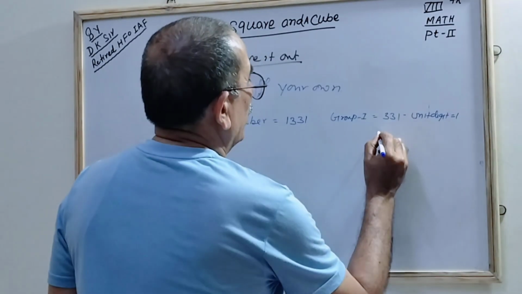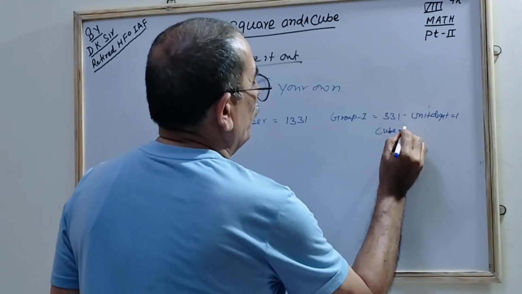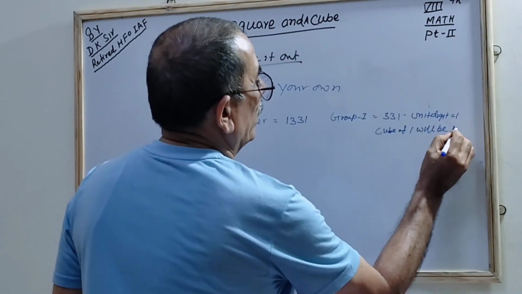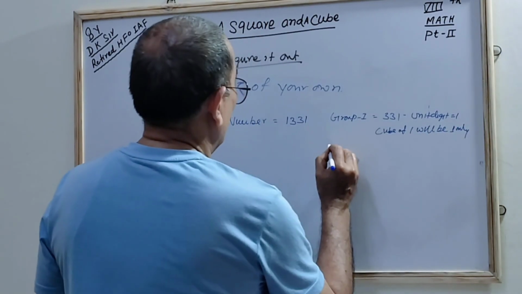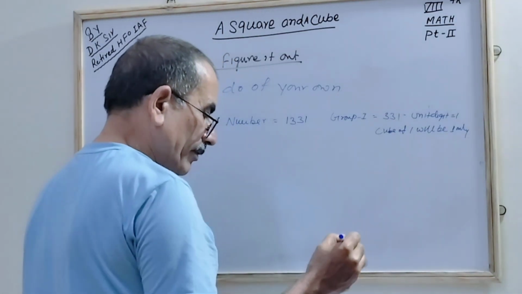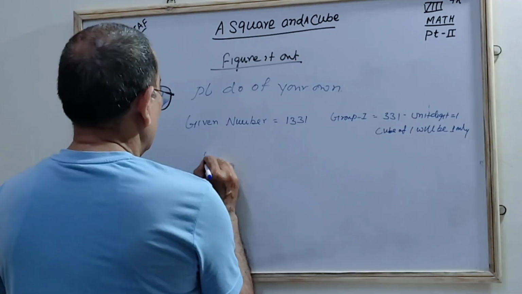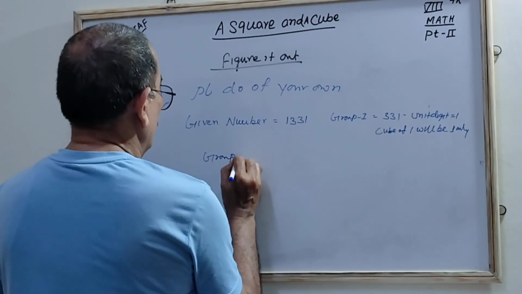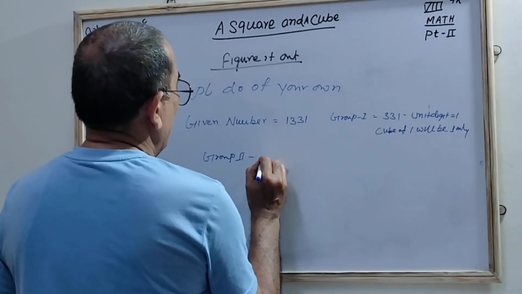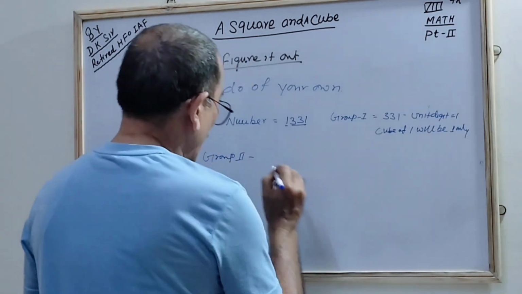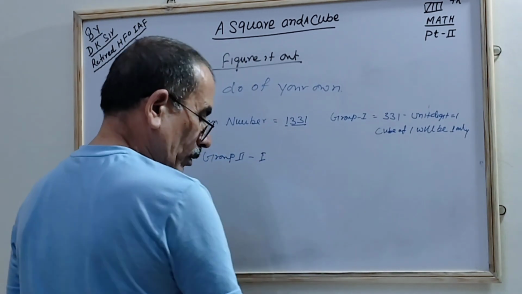So the cube of 1 will be how much? That will be 1 only, correct? Correct. In group 2, what is that? We have seen in this one, correct? In group 2, we have only the number 1, correct?